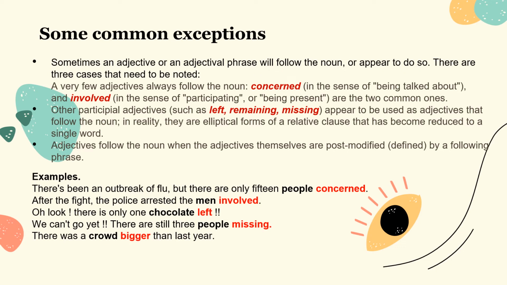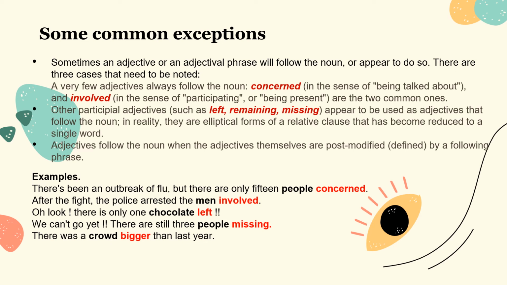Other participial adjectives such as left, remaining, missing, appear to be used as adjectives that follow the noun. In reality, they are elliptical forms of a relative clause that has become reduced to a single word.